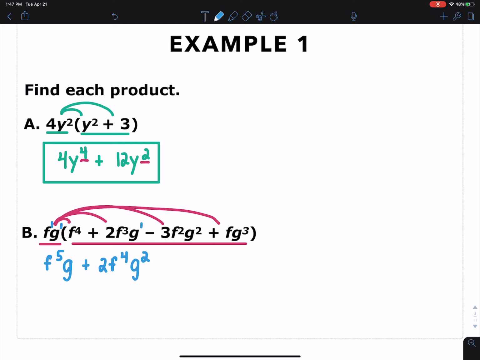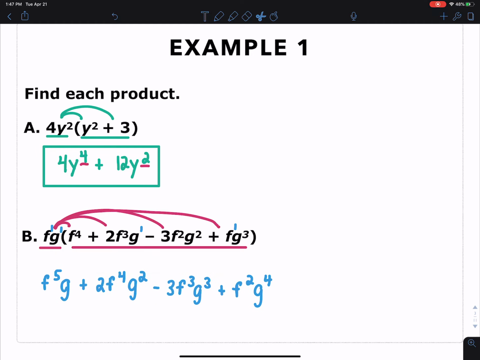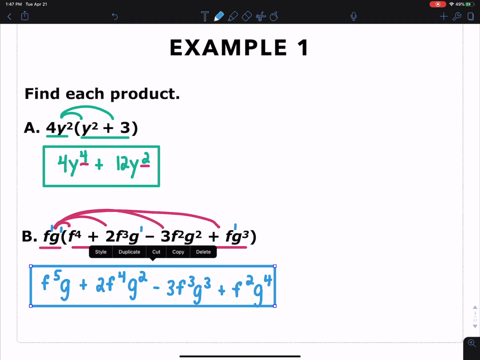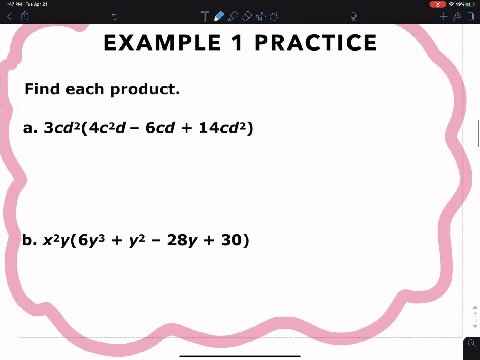So this is a 1 also. And then we have minus 3 f to the third g to the third. And then, remember again, this is an exponent of 1, so we would have f to the second g to the fourth. So same idea when you are multiplying with multiple variables. You just kind of keep them separate, and then you'll end up with your final simplified answer. Okay, so make sure that you do A and B for the example 1 practice questions.